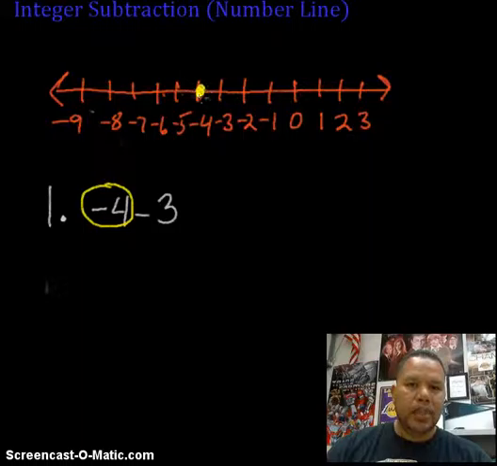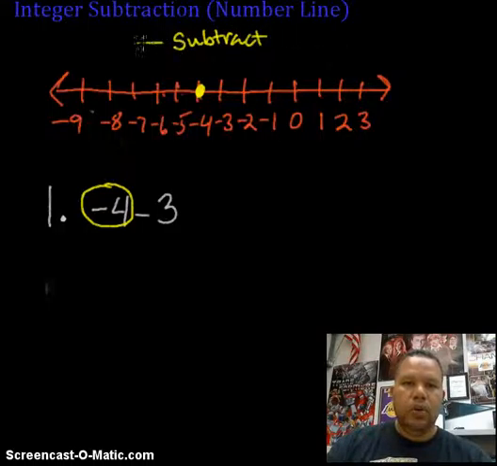I know my number line's not too neat, but this is -4 if you follow the numbers. When we subtract on a number line, we are decreasing the values, so that means we are moving in the left direction. Subtraction means move to the left, and the 3 is how many times we're going to move to the left. So we go 1, 2, and 3, and we stop right there at -7.